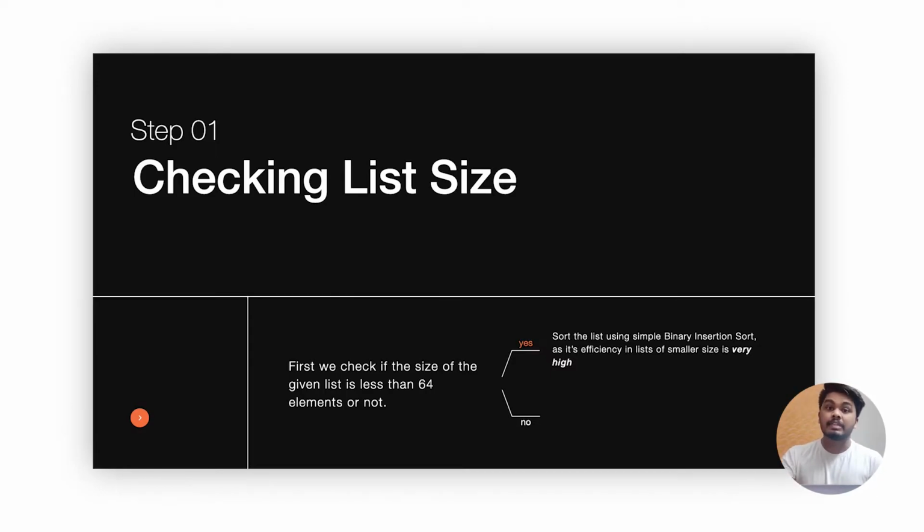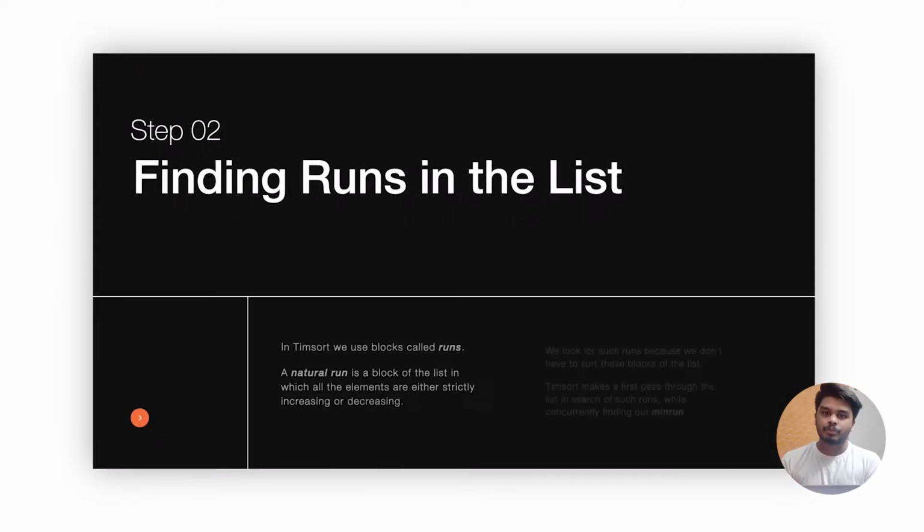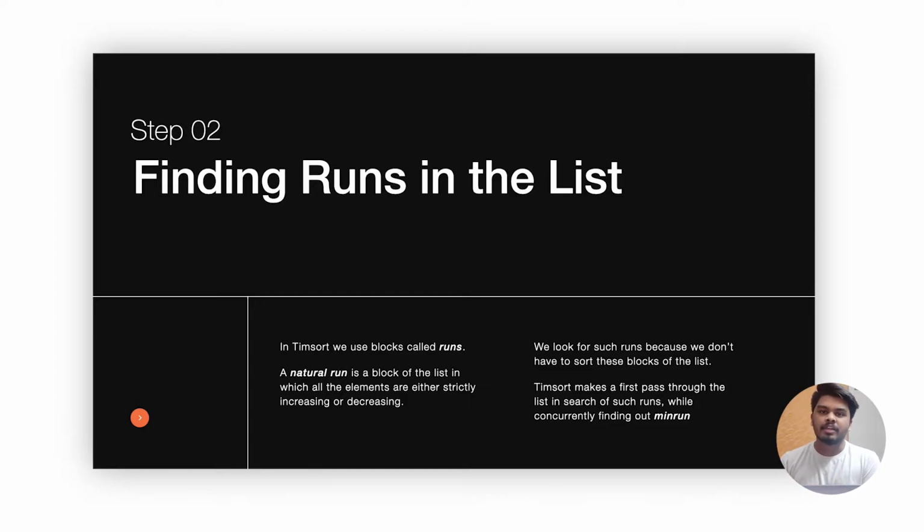But what if the size is more than 64 elements? Well, it's easy. We move on to step 2. Step 2. Finding runs in the list. In Timsort, the sorted chunks of data are called runs or natural runs.